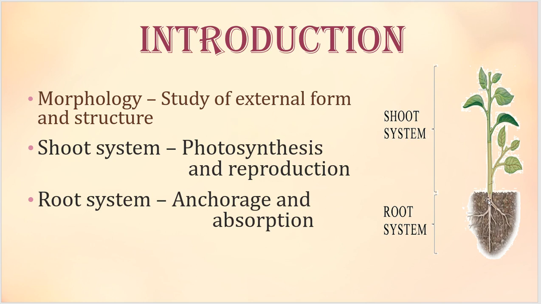What is the major function? The shoot system, as it's outside the soil, as it possesses the green chlorophyll in it, majorly shoot system is responsible for photosynthesis. As they possess flower, the reproductive unit of the plant, they are responsible for reproduction too. The main function of root system is giving anchorage, and it helps in absorption. Let us learn about root system in detail in this class. So first, the root.